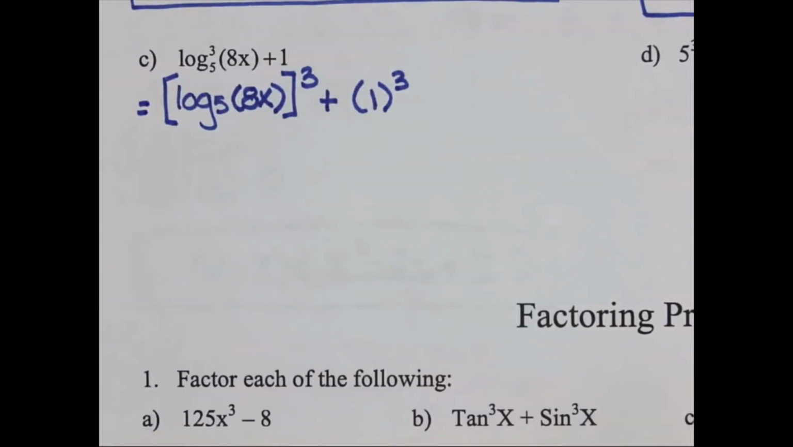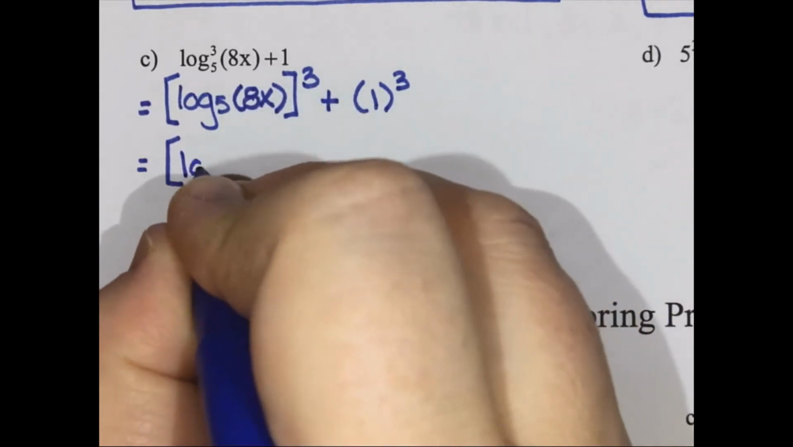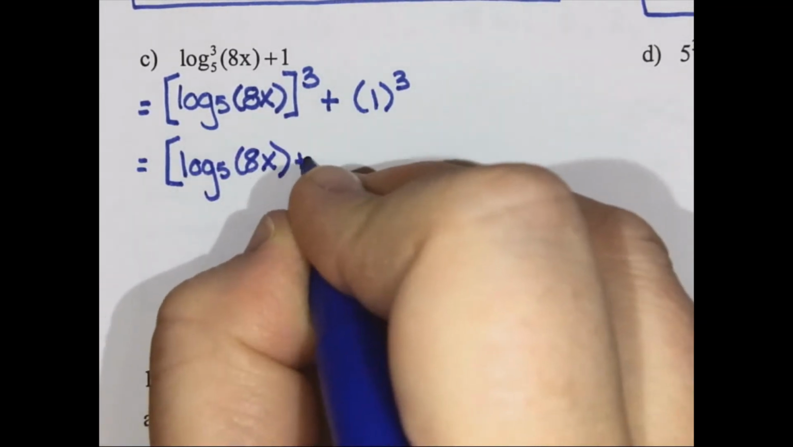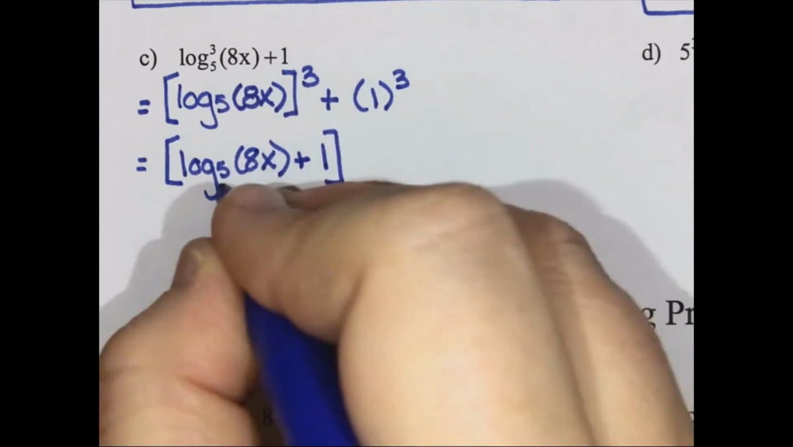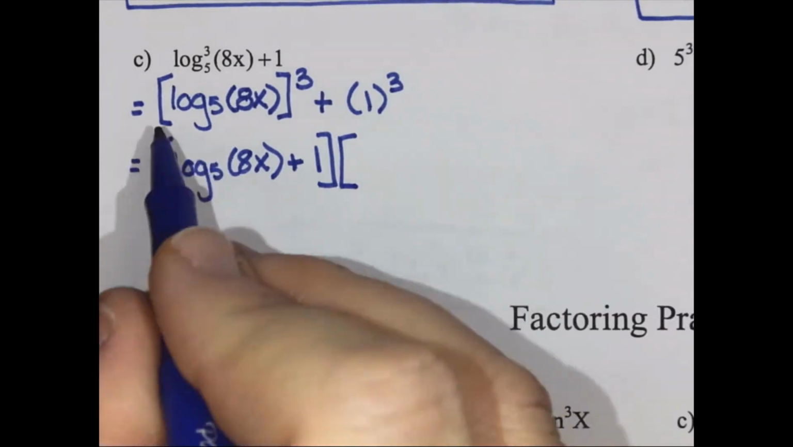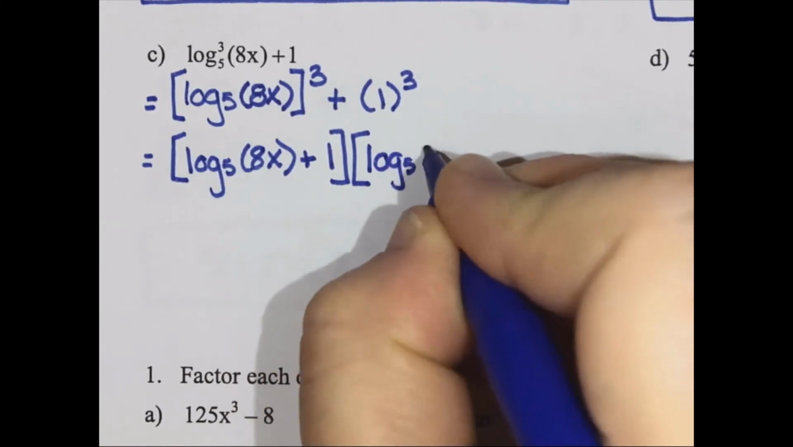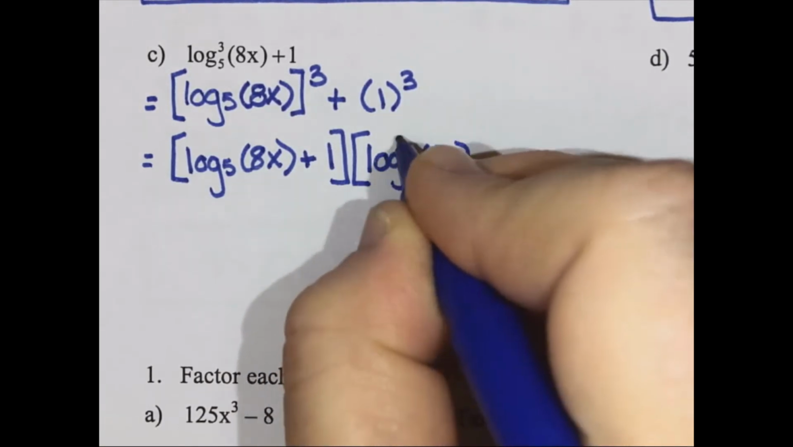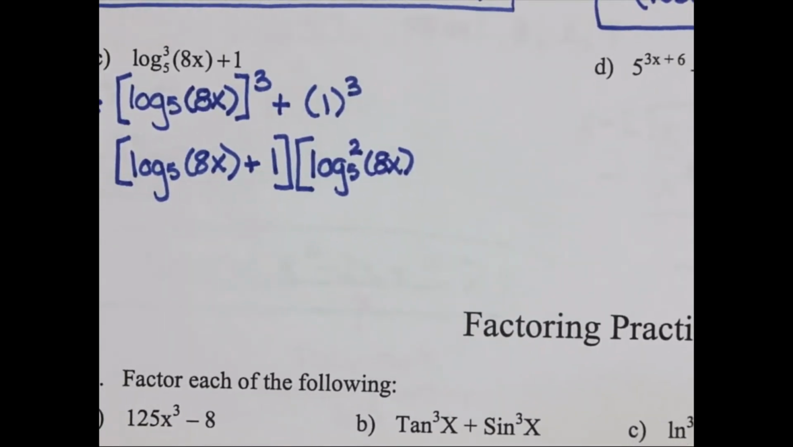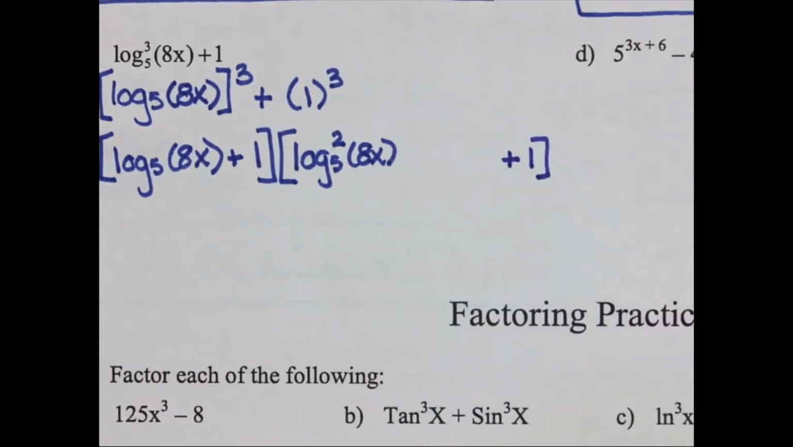So when I go to do the cube root, this is going to be log base 5 of 8x plus 1, right? So I cube rooted the first term, cube rooted the last term, matched the sign. And then this is going to be times log base 5 of 8x squared. So log base 5 of 8x, and then the square is going to go here inside the log. My last term is going to be 1 squared, which is just 1, and it is plus.